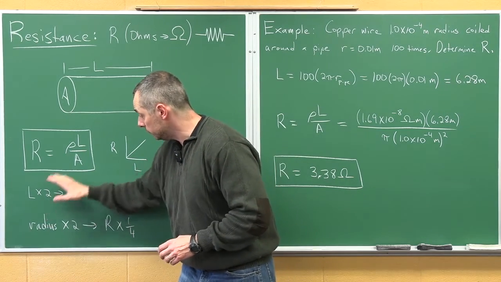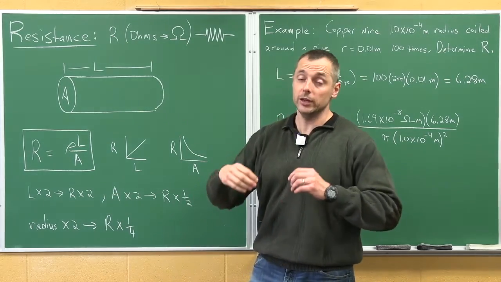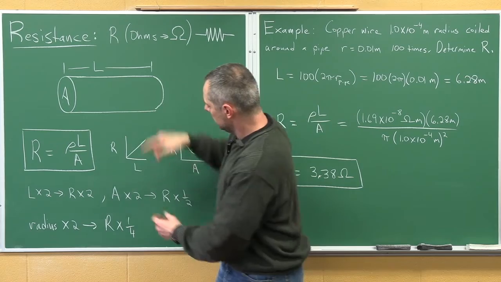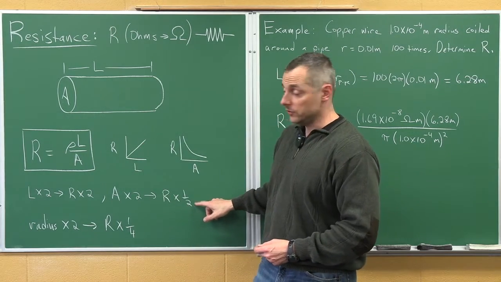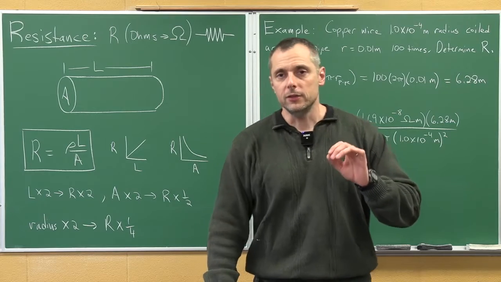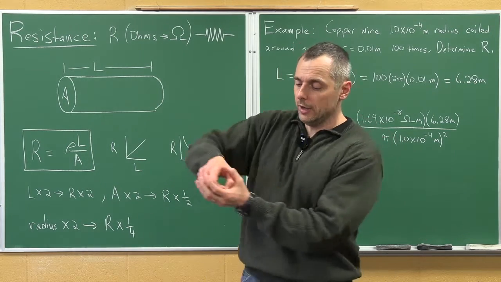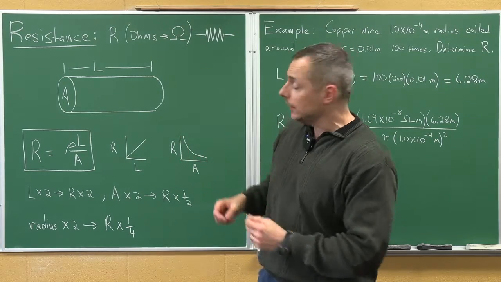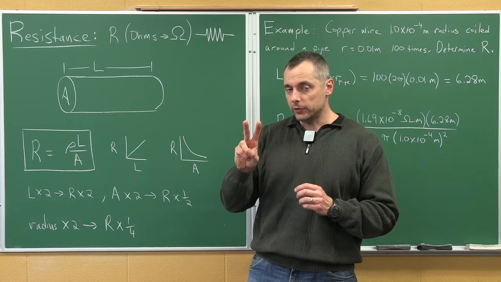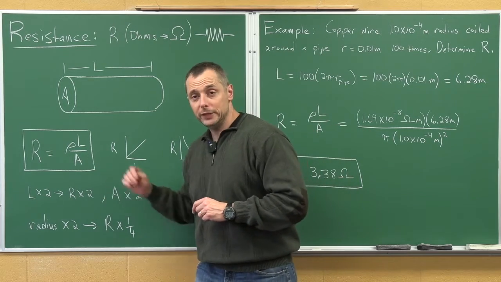Like you need to know that if you double the length of a conductor, you're going to double the resistance. If you double the area, make it bigger, you're going to have half the resistance. But a reminder that area is not the same pattern as radius. If you double the radius of a conductor, because the area is pi r squared, you're squaring the factor of 2, so you're actually quadrupling the area.